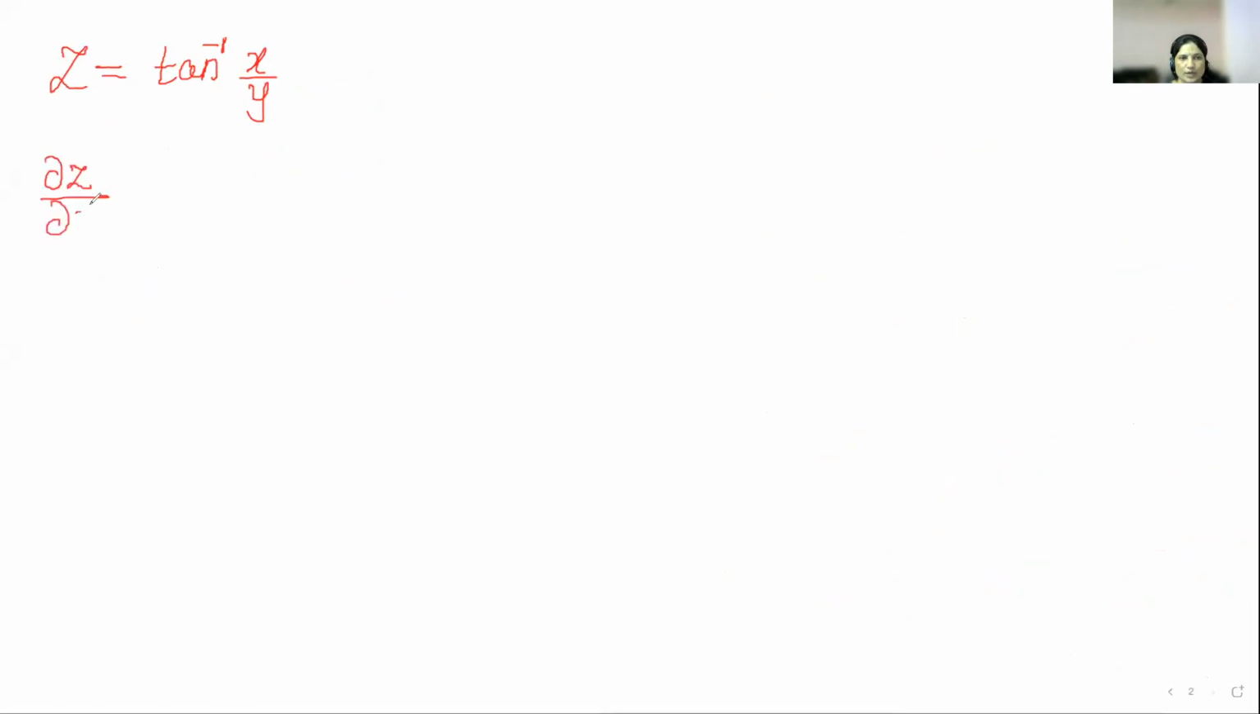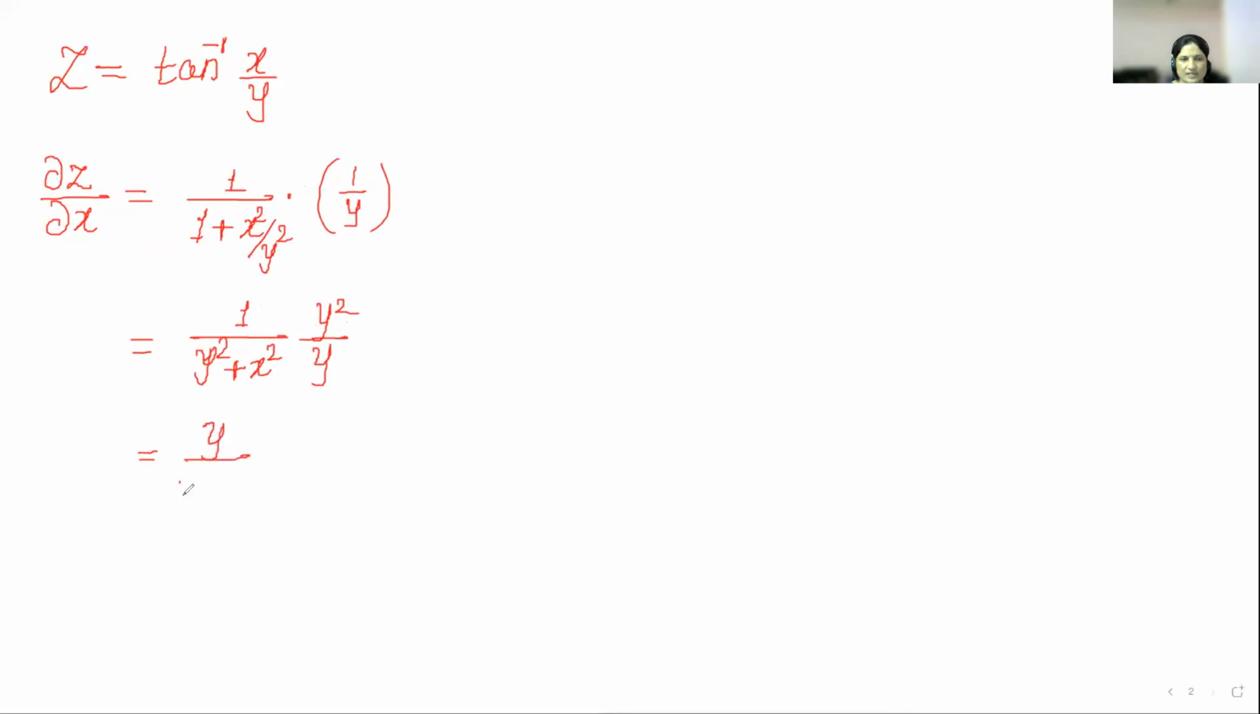∂z/∂x is equal to the derivative of tan inverse of x/y, that is 1 upon 1 plus x square divided by y square, into the derivative of x upon y with respect to x, which gives 1 divided by y. That is equal to 1 upon y square plus x square divided by y square, into 1 upon y. So it will be y square upon y. Okay. So here we are getting y upon x square plus y square.